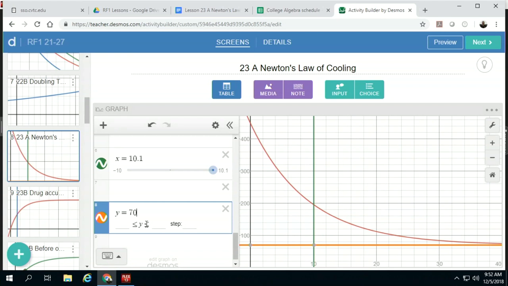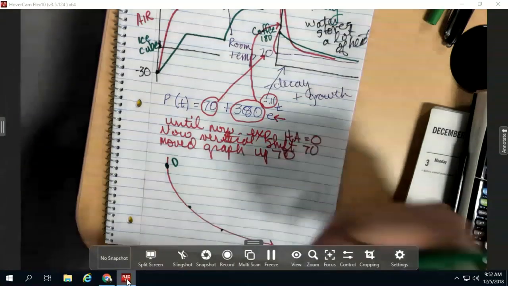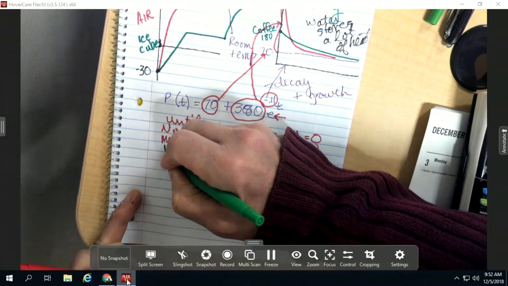Then it says, describe how the temperature of the pizza is changing every 10 minutes. So I'm going to draw the graph here. And we're going to put in every 10 minutes. So at 0 minutes, at 10 minutes, at 20 minutes, at 30 minutes. Here's my graph. How is the temperature changing?